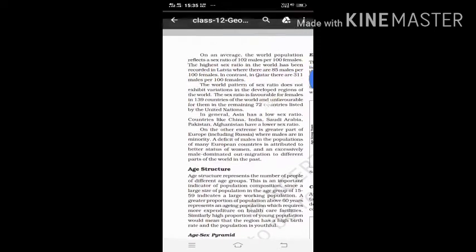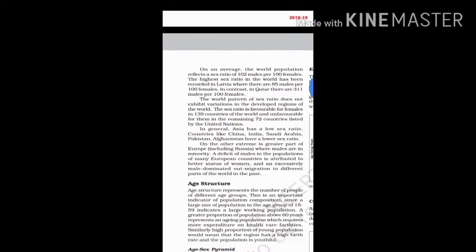See, basically what is highest sex ratio and lowest sex ratio? Highest sex ratio occurs when there are more females than males, and lowest sex ratio occurs when there are fewer females than males. So remember this one, you will be able to understand.